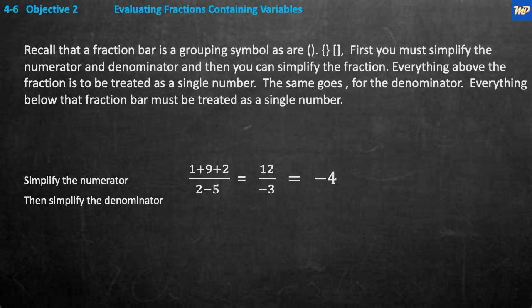So in this example here, simplify the numerator. 1 plus 9 plus 2 over 2 minus 5. That equals 12 divided by minus 3. Because 1 plus 9 is 10, plus 2 is 12, and 2 minus 5 is minus 3, or negative 3. The final answer then is 12 divided by negative 3, which is negative 4.